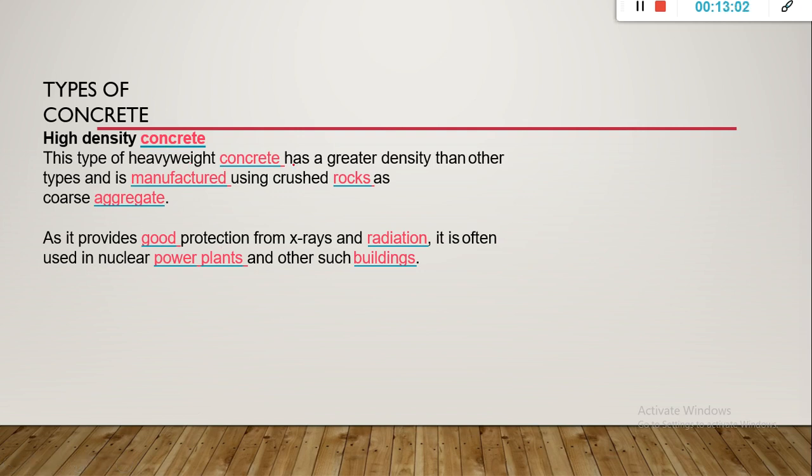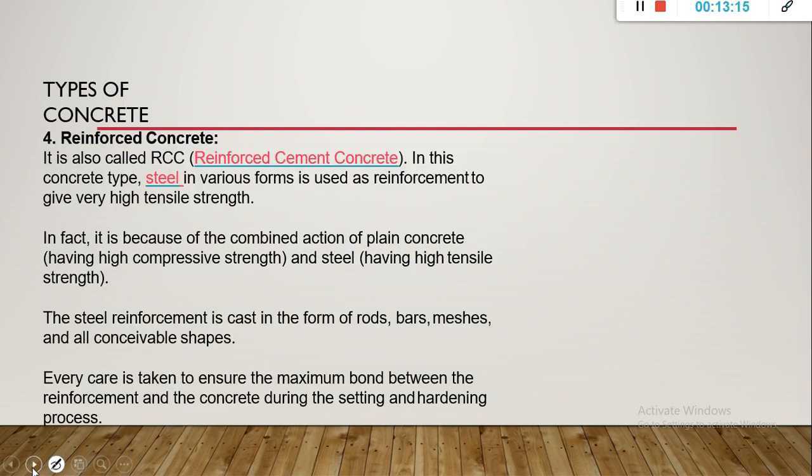Then high density concrete. This type of heavyweight concrete has a greater density than other types of manufactured or crushed rock aggregates. High density concrete is used for X-ray protection, and also in nuclear power plants.